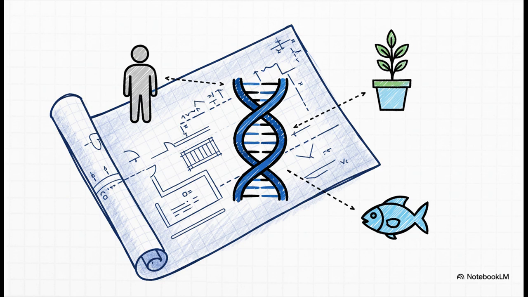Yeah, the blueprint analogy is seriously the best way to get it. Think of it as the ultimate instruction manual. It has every single piece of information needed not just to build an organism from scratch, but to keep it running and maintained for its entire life.